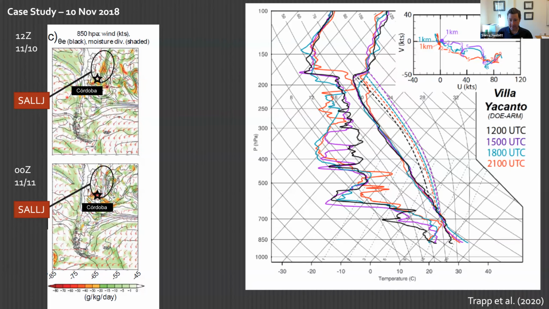In terms of, I'm going to skip forward here a little bit. So in terms of some of the cases that we saw, here's one case on the 10th of November, 2018. On the left here, we see the 850 millibar winds, and you can see the strong northerly low-level jet coming towards our location here, located in the star. We see high values of theta E shown by the contours with that low-level jet, and that intensified during the day, such that when our convection developed, it had a pretty strong low-level jet.